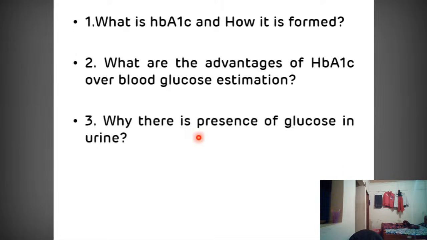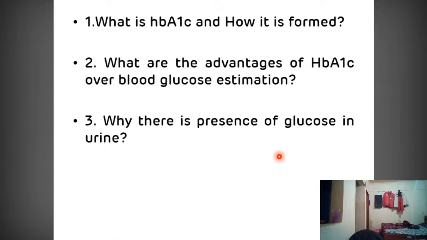The third question is, why is there a presence of glucose in the urine? In the description, we have seen that there was a presence of glucose in the urine, that is 2 plus. So that is glucosuria. Glucosuria will be seen whenever the plasma level of glucose of the patient is more than 180 milligram per deciliter. That is called the renal threshold for glucose. The renal threshold of glucose is around 180 milligram per deciliter.